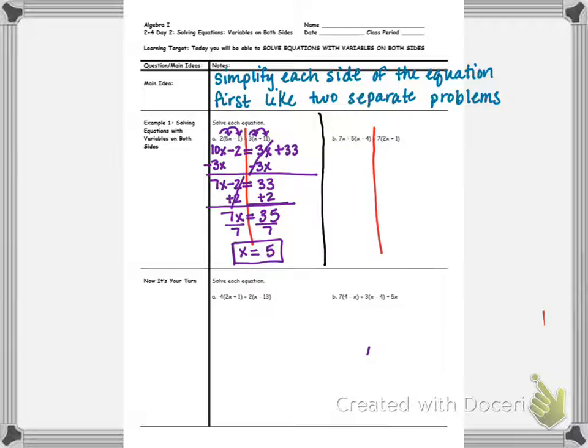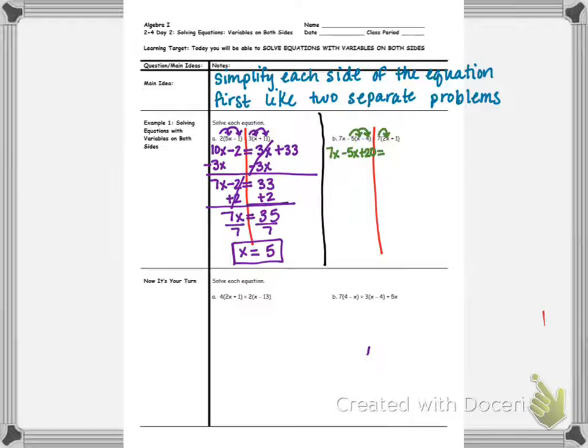We have 7x minus 5 times (x minus 4) equals 7 times (2x plus 1). So I'm going to look at my left-hand side, and I'm going to distribute, because I don't want those parentheses there. So this negative 5 times x, and this negative 5 times negative 4. I bring down my 7x. Negative 5 times x is negative 5x. Negative 5 times negative 4 is plus 20.